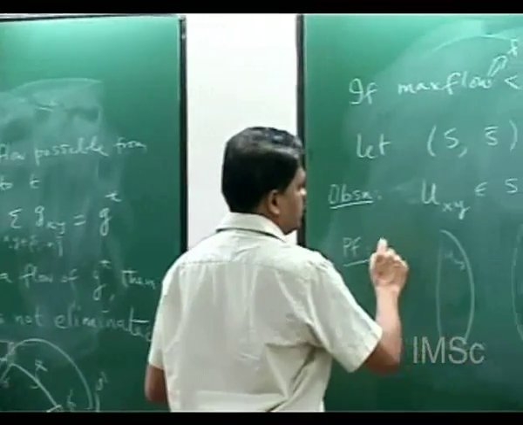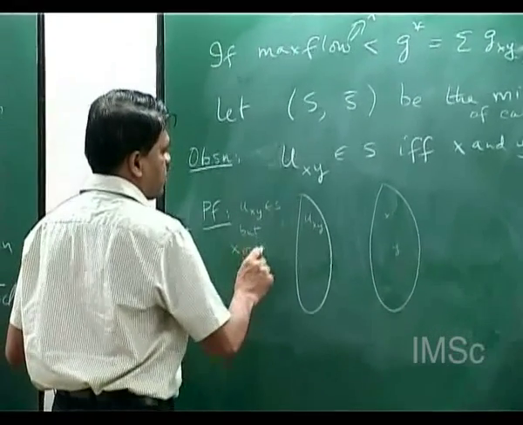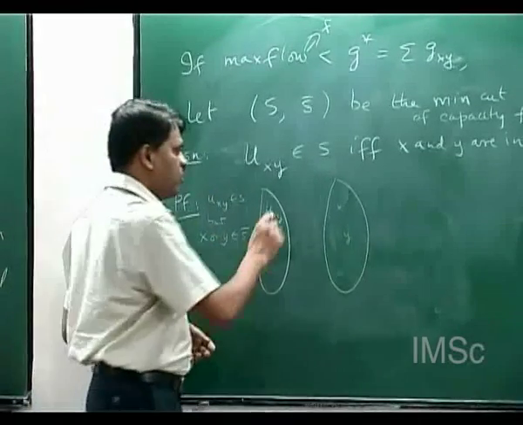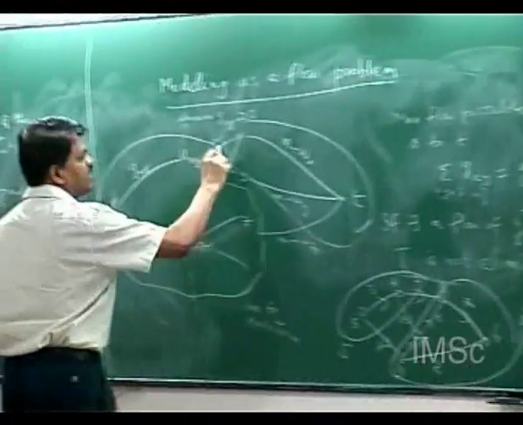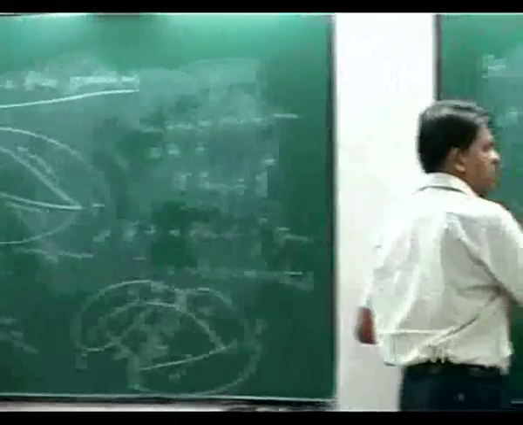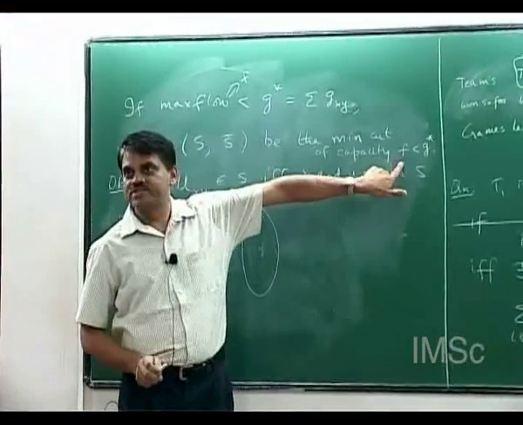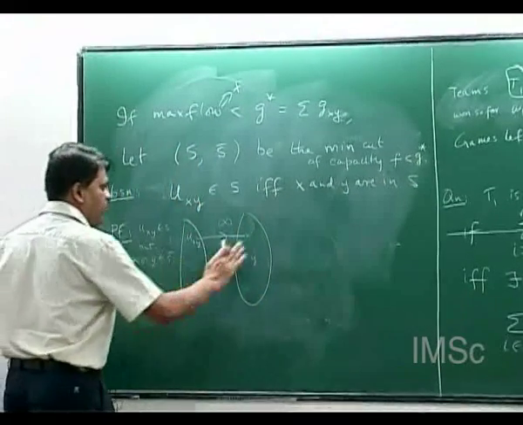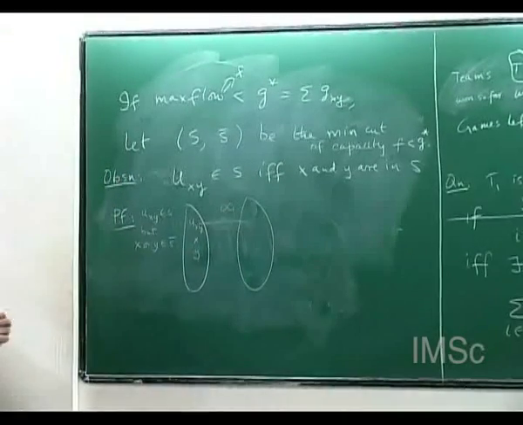So, one direction: u x y is in S, but x or y is in S bar. Very good. So, look at this capacity, I mean this is one of the things we did, this edge capacity is infinity, right. So, we said that the capacity of this cut is some finite number less than G star. So, you cannot have this possibility. So, that shows that both x and y must be here if u x y is here. This is one direction.